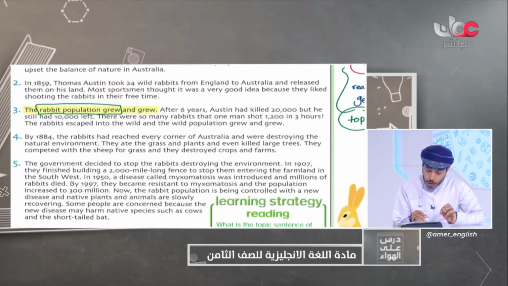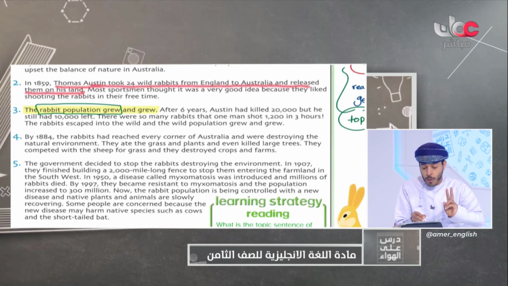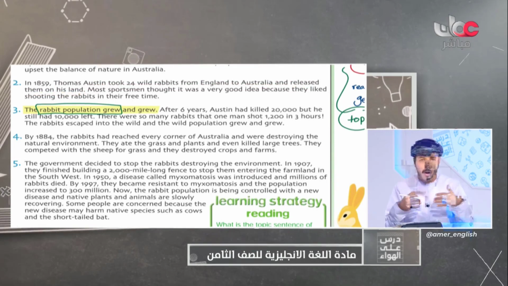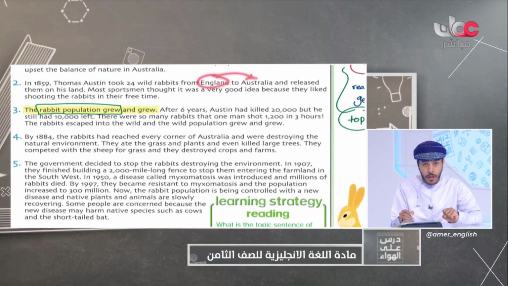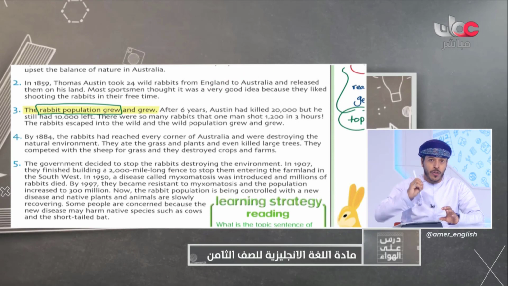Okay, Thomas Austin took 24 wild rabbits from England to Australia and released them on his land. So this is the topic sentence for paragraph number 2. He took them from England to Australia. See, we can analyze the text by only reading the topic sentence.